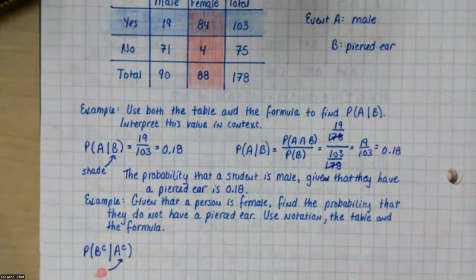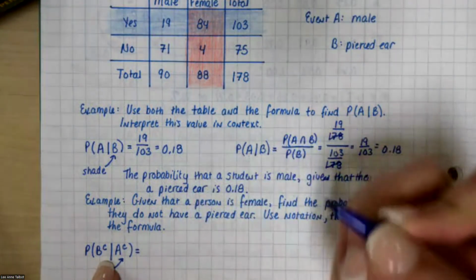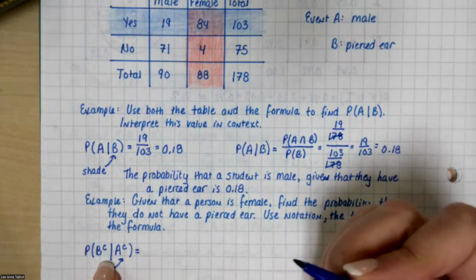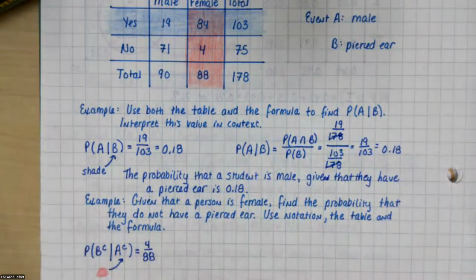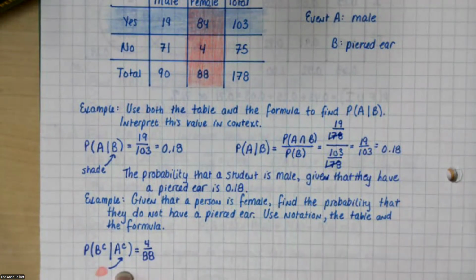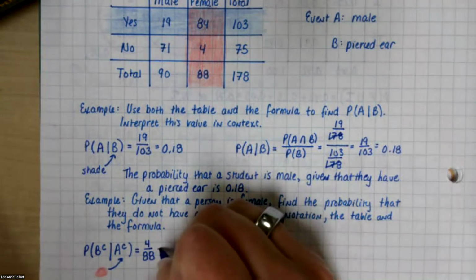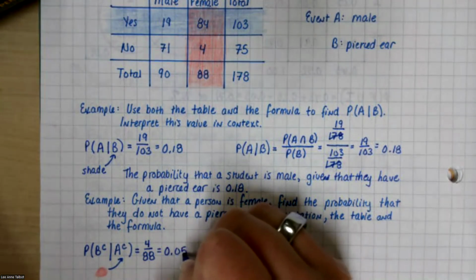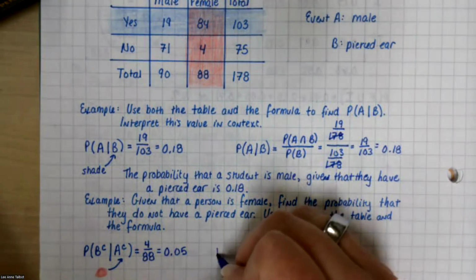And after you shade, it becomes really easy. So what's the probability? So what's the box for not pierced ear? 4 over 88 total. So basically saying just narrow your eyes to the shaded part only, which is 0.05. Okay, now we're going to use the formula.